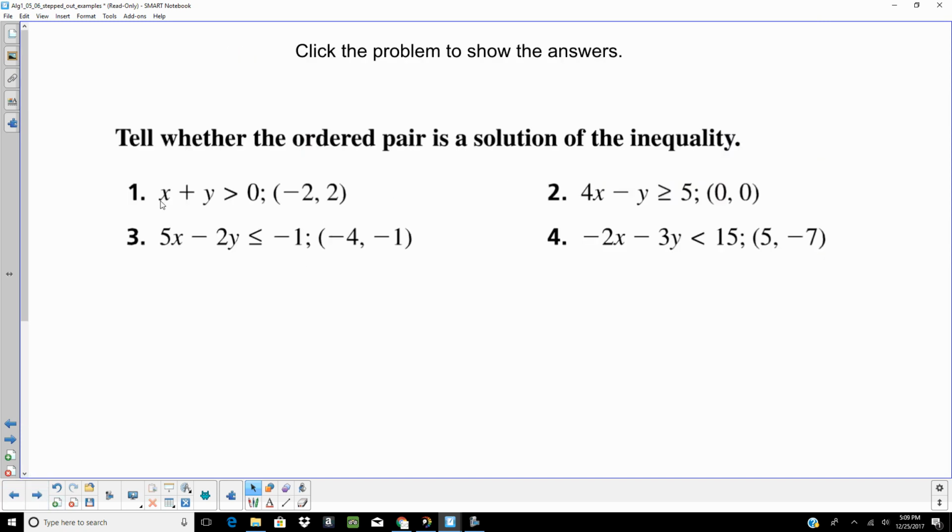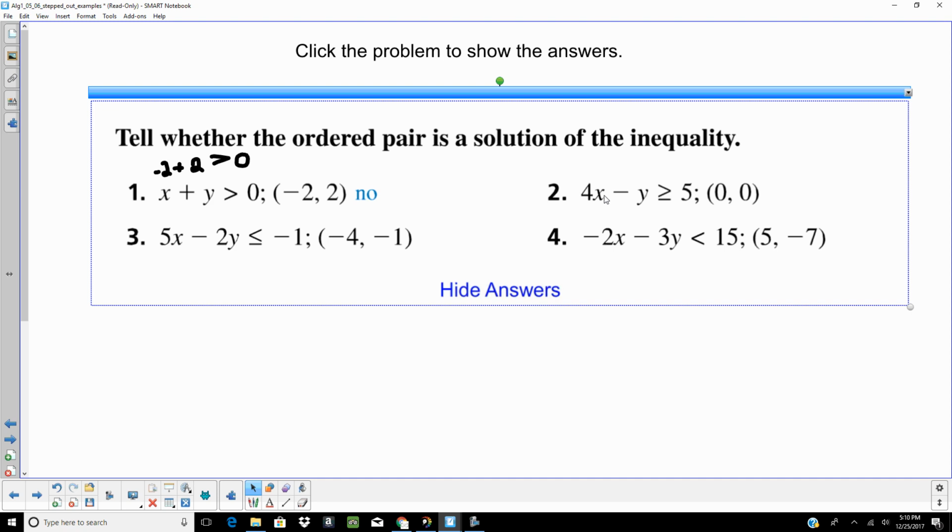All right, so like on that first one, you plug in -2 for x and 2 for y, and ask yourself, is that greater than 0? Well, if you add them together, you're going to get 0 is greater than 0. That's not true. They're equal to each other. So on that one, I'd have to say no.